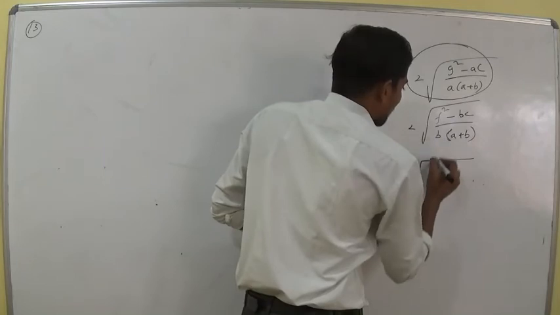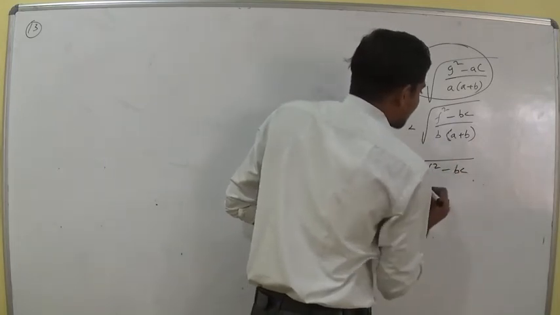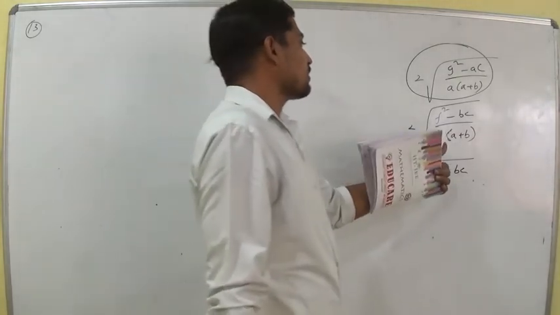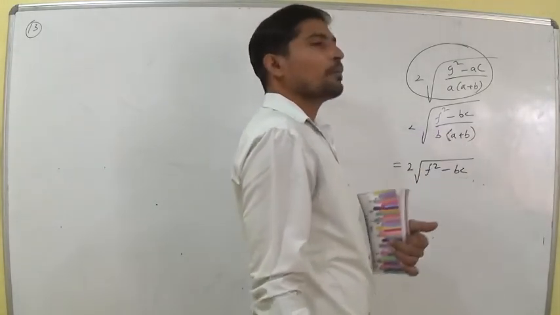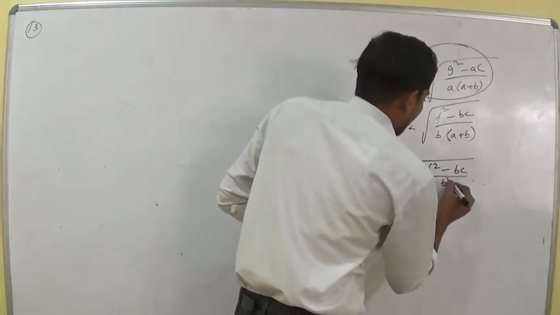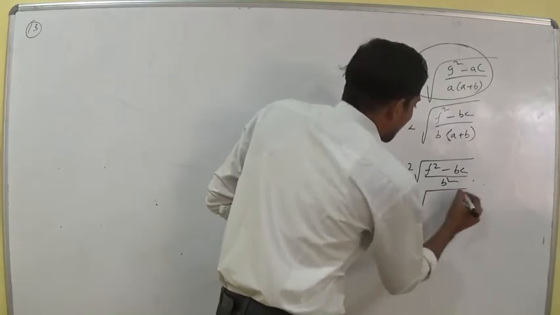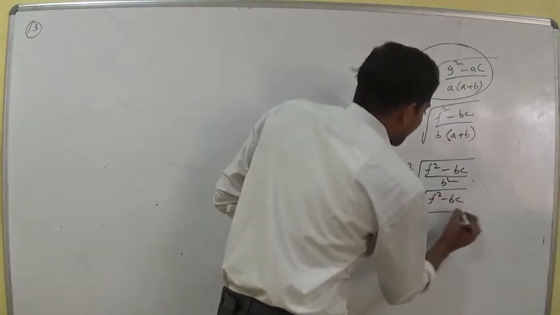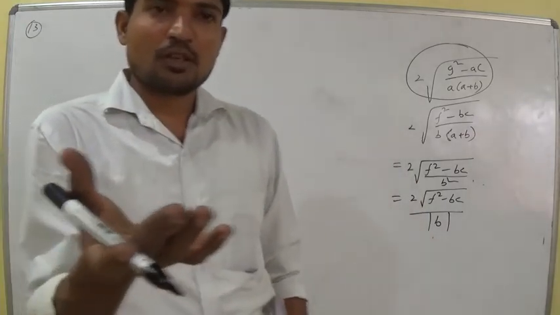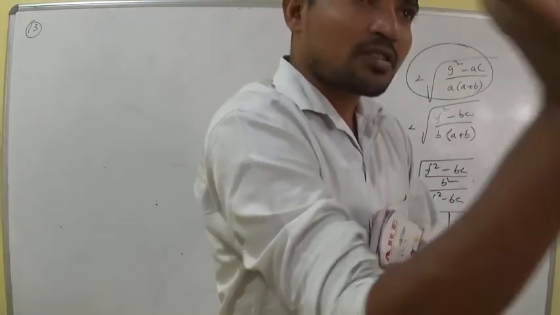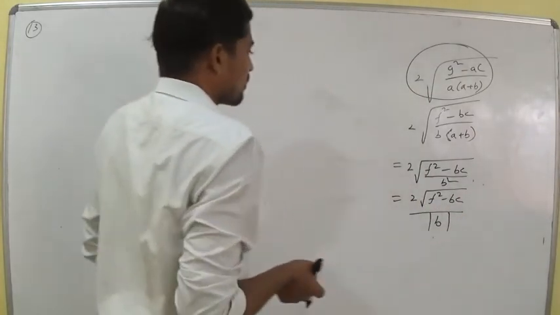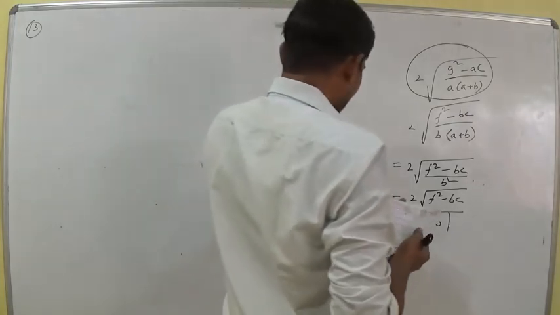So this becomes 2 square root of (f square minus bc) by a is 0 here, so as b into b equal to b square, other b square. So 2 square root of (f square minus bc) by modulus of b only. Why? Because the square root of b square is b, so we have to take the positive value. That is the answer for the 13th one.